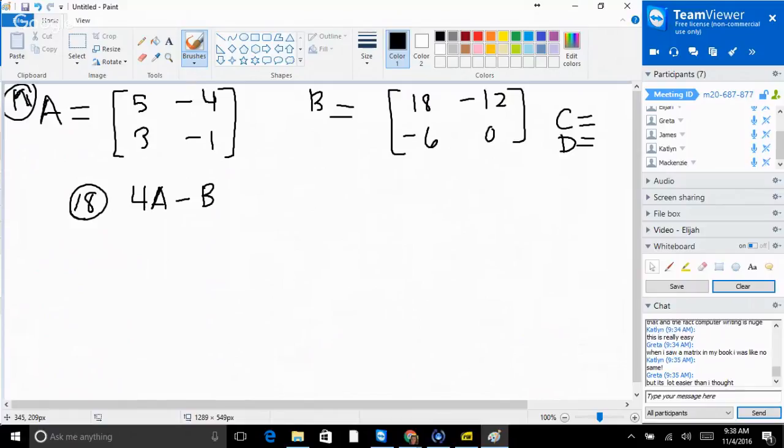So if we have something like number 18, we're going to substitute in our matrices, and we're going to do the same operations that we would do if it was just a single X and Y. So what I mean by that is if we have 4A minus B, that means we're going to say, okay, 4, and matrix A is 5, -4, 3, -1.